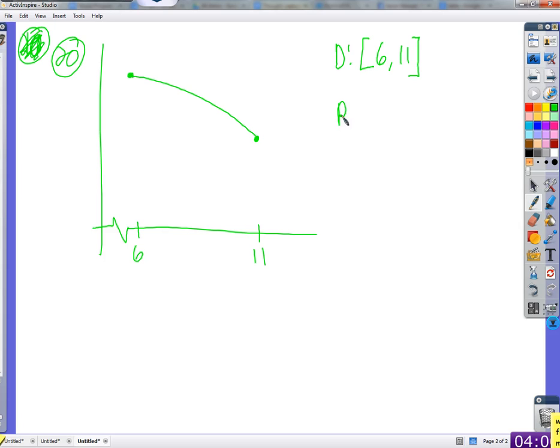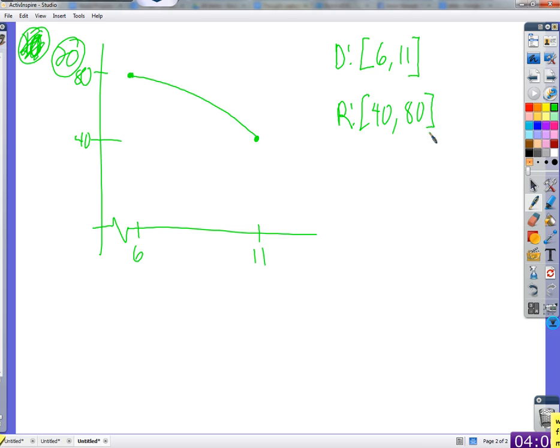So if we're talking about the domain, it's definitely understood to be the interval from 6 to 11, including 6 and 11. Now with a range, what's the definition of the range? All the outputs. Okay, so if you look at this graph, we look at the outputs that it has. It doesn't have any outputs here. It doesn't have any outputs up here. Where does it have outputs? 40 to 80, right here. At 40. Stops here. At 80. So from 40, including 40, to 80, including 80.